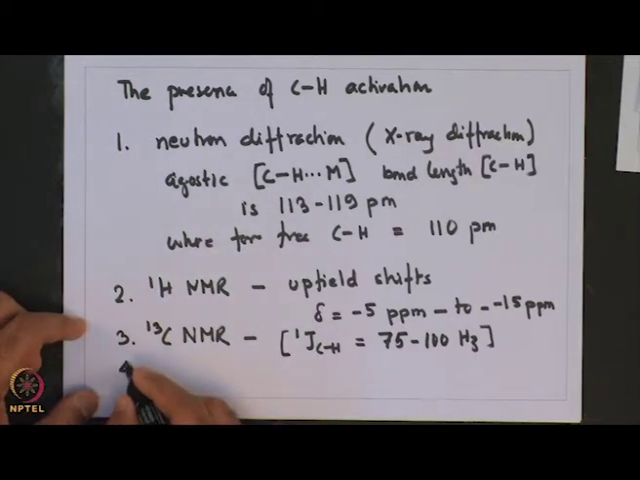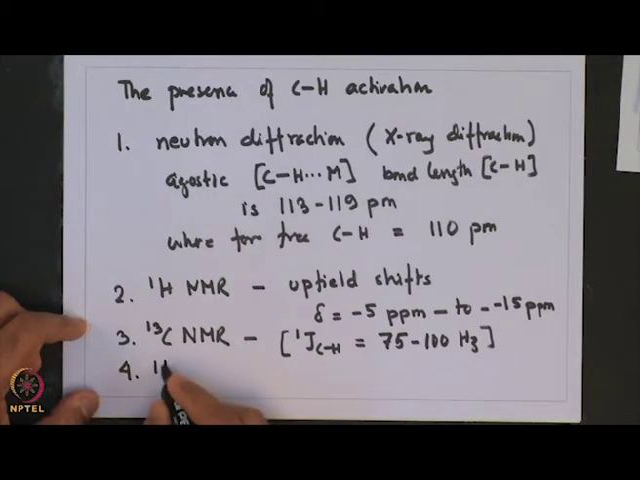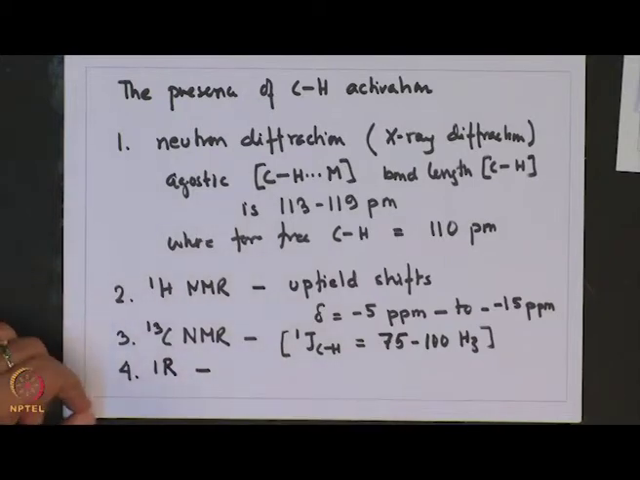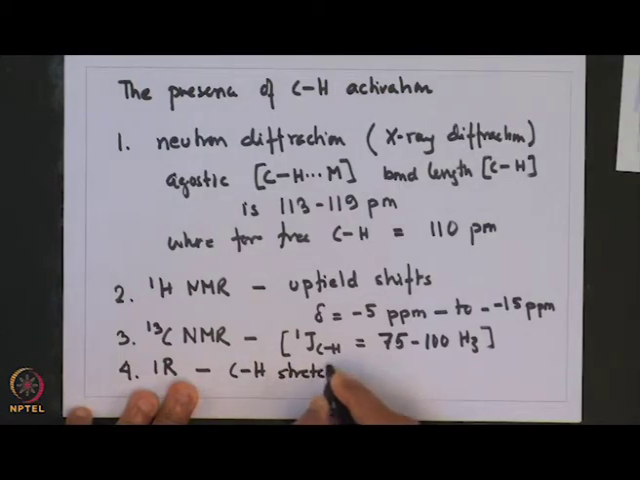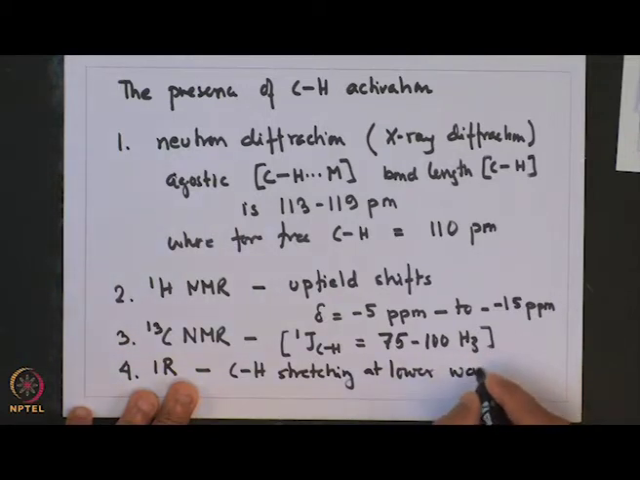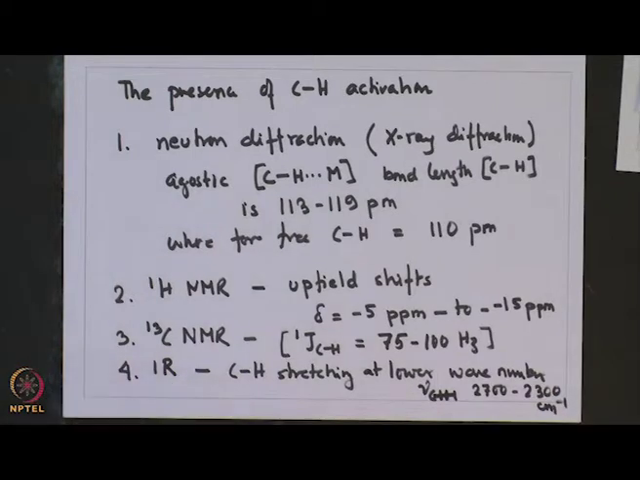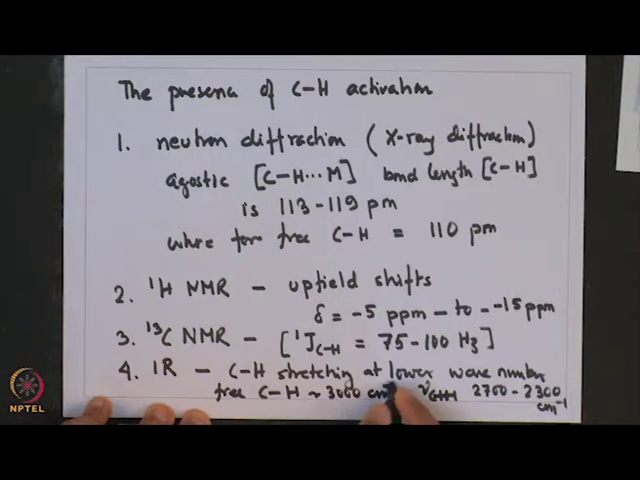Similarly, infrared spectroscopy would also pick up this agostic interaction, where it shows CH stretching at lower wave number, lower energy. The agostic CH stretching is between 2700 to 2300 centimeter inverse, as opposed to free CH, which is around 3000 centimeter inverse.